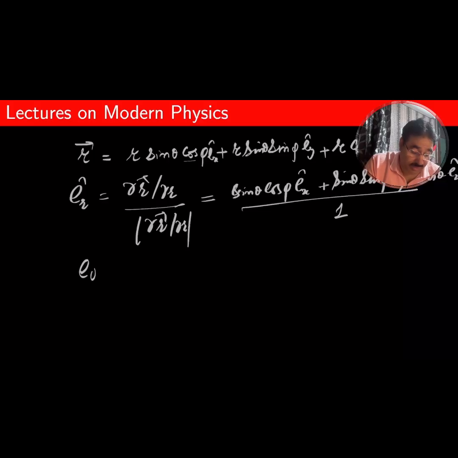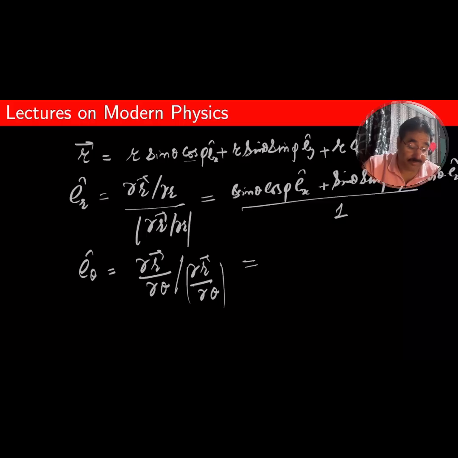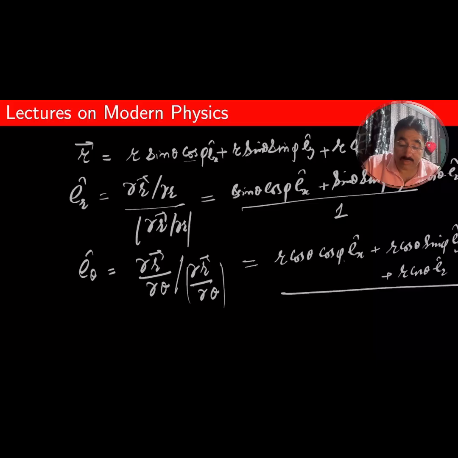Now similarly you can find E theta. You have to differentiate R with respect to theta and divide by the magnitude of that vector. Differentiating with respect to theta, sine theta gives cos theta: R cos theta cos phi Ex, then R cos theta sine phi Ey, plus R cos theta Ez. And the magnitude, cos square would be out, then sine square plus cos square is 1, so we should get R.